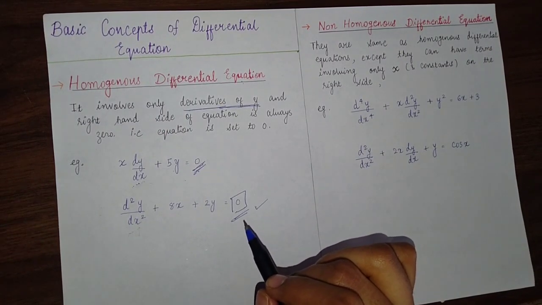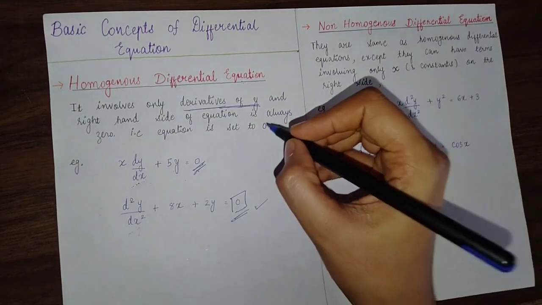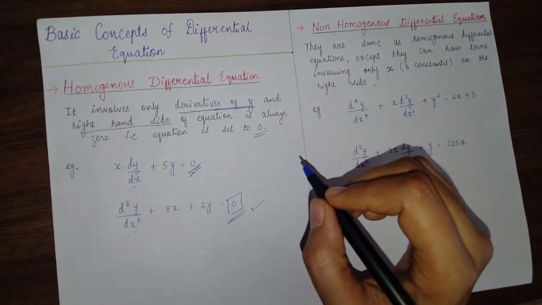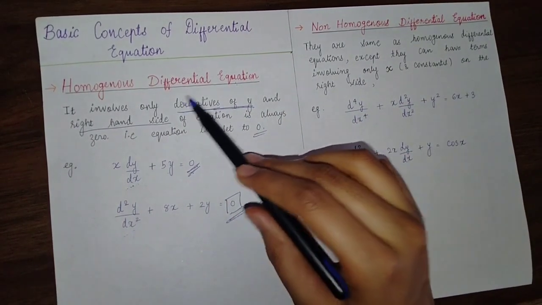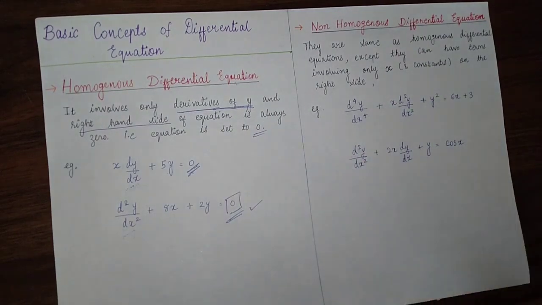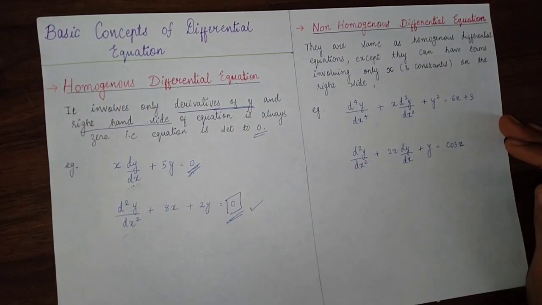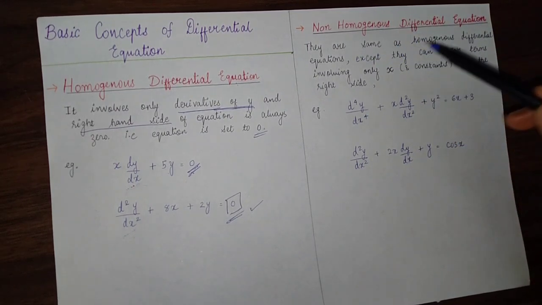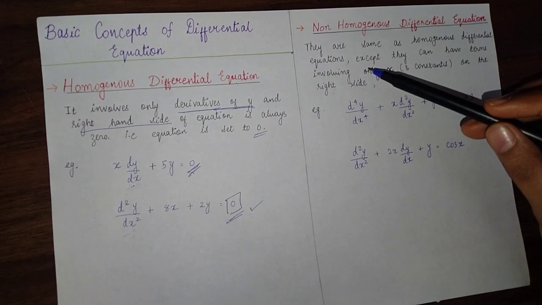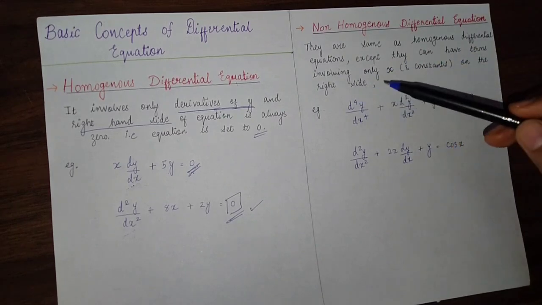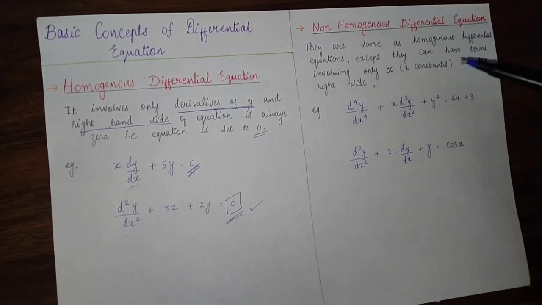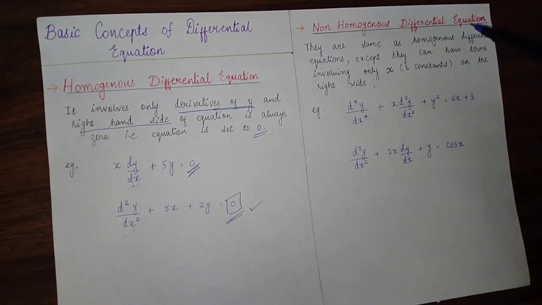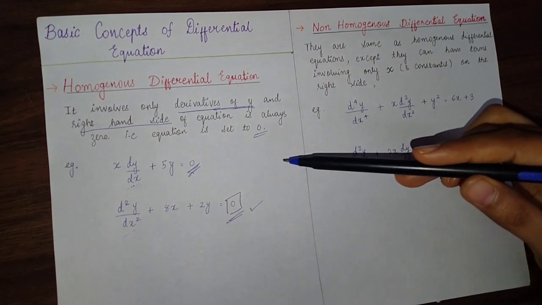So equations in which we have only the derivatives of y and the right hand side is equal to 0, such equations are called homogeneous differential equations. Now moving towards non-homogeneous differential equations. Non-homogeneous differential equations are the same as homogeneous differential equations, except they can have terms involving only x and constants on the right hand side. So non-homogeneous differential equations are similar to homogeneous differential equations.